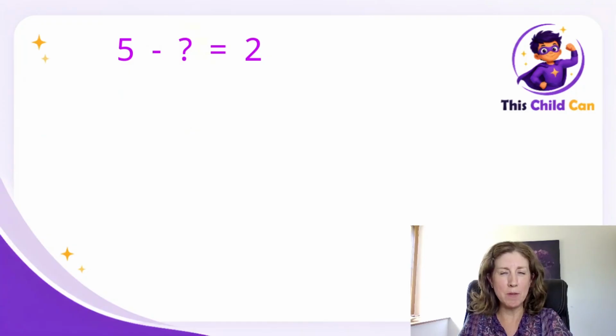Now let's look at what we do for subtraction. Here we have 5 take away question mark equals 2. We know that the whole is 5. And we know that one of the parts is the question mark and the other part is 2.